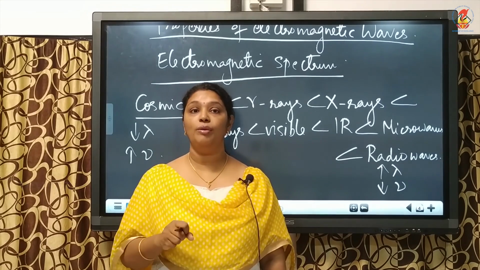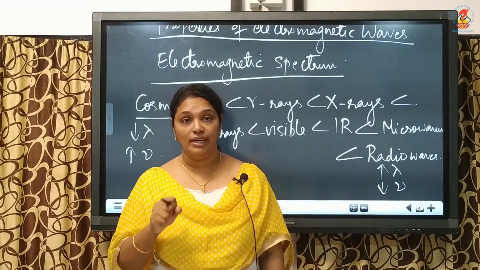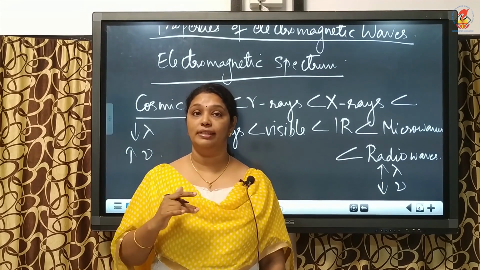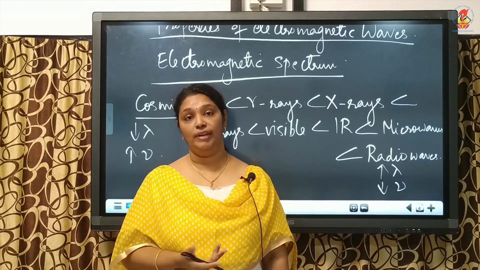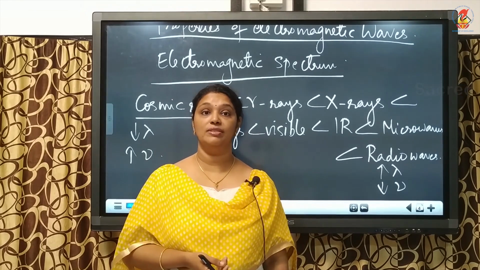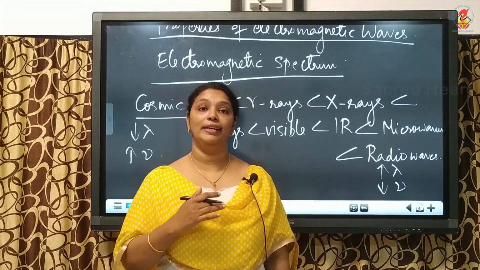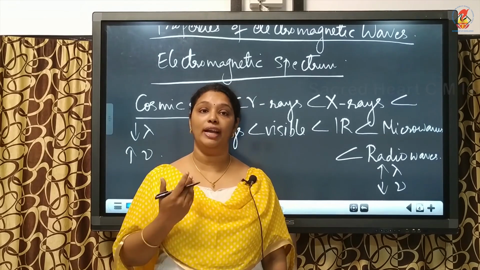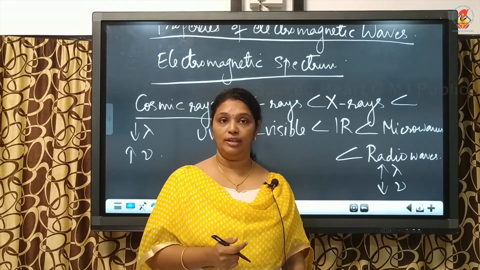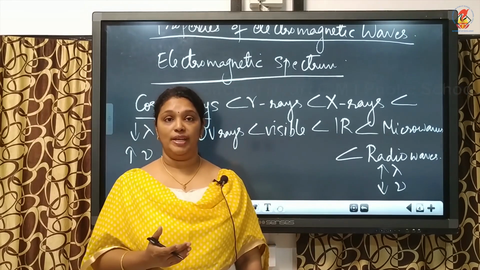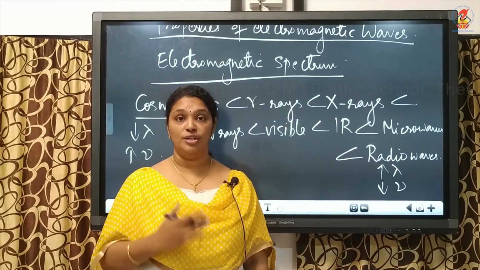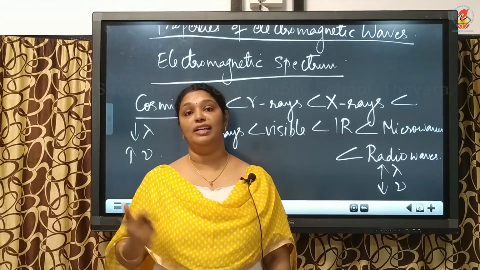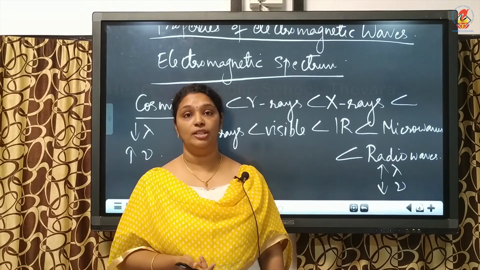So it was found that electromagnetic radiation has another character called the particle nature of electromagnetic radiation. So these were the limitations of electromagnetic wave theory. It could not explain black body radiation, photoelectric effect, and the line spectrum. And these limitations were explained by the particle nature of electromagnetic radiation.